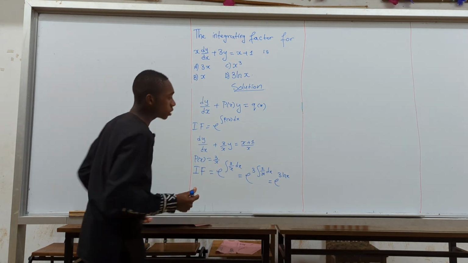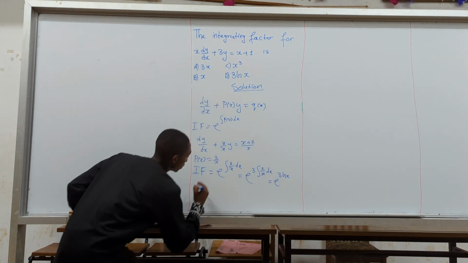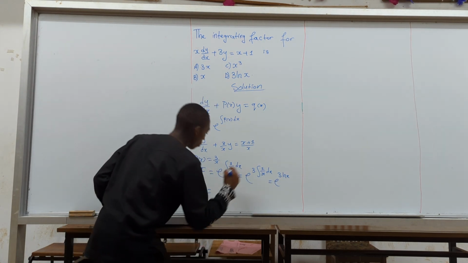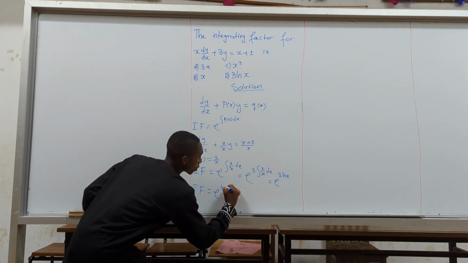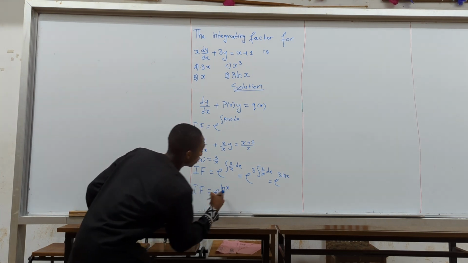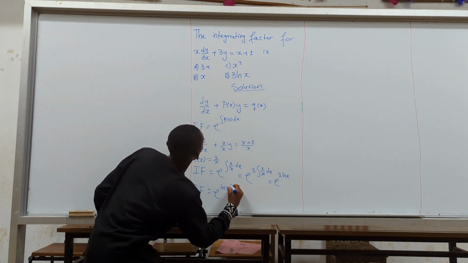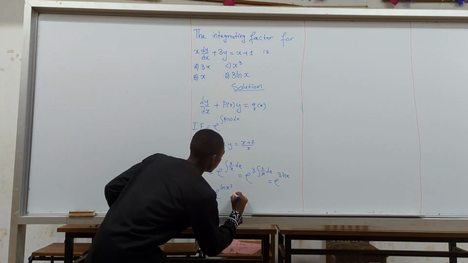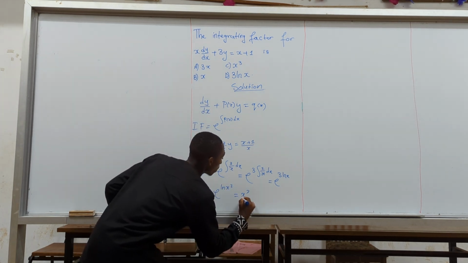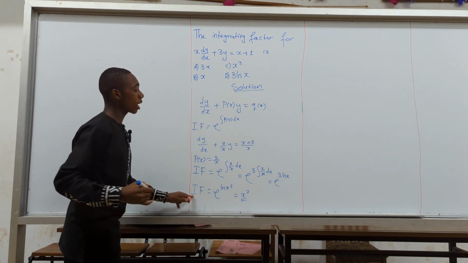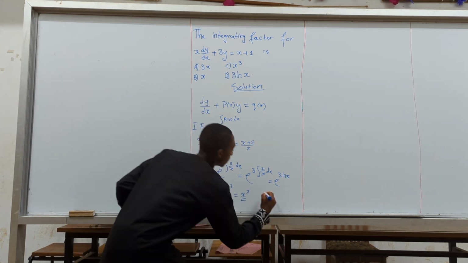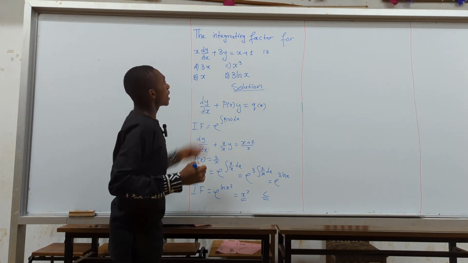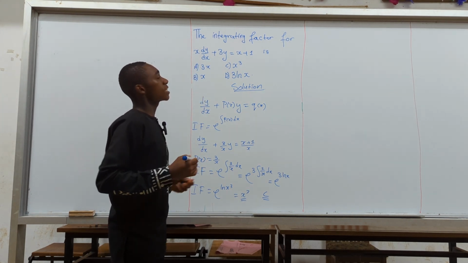And finally we can conclude that, if we simplify it further, we get e raised to ln of x cubed, from which we know that e raised to ln of x cubed simply breaks down to x cubed. So we get our integrating factor being asked in the question, and this answer corresponds to c. So c corresponds to the integrating factor for x dy/dx plus 3y equals x plus 1.